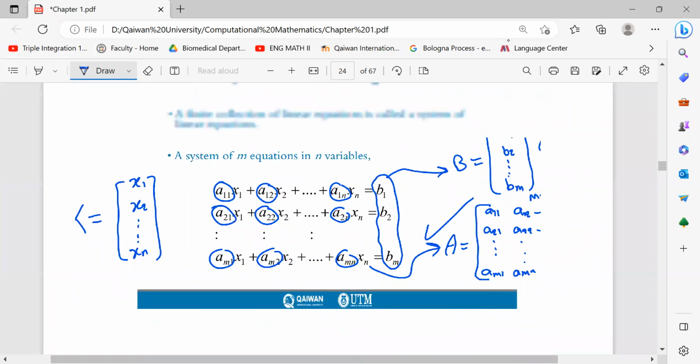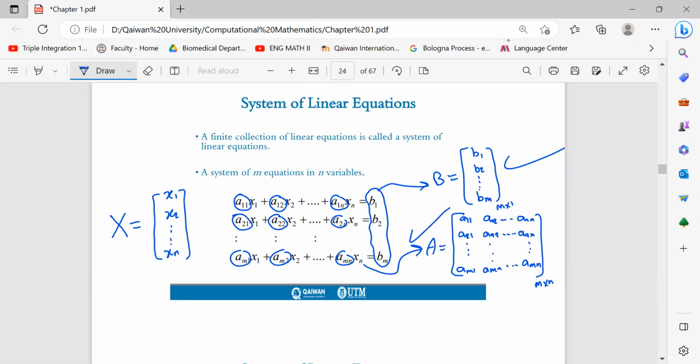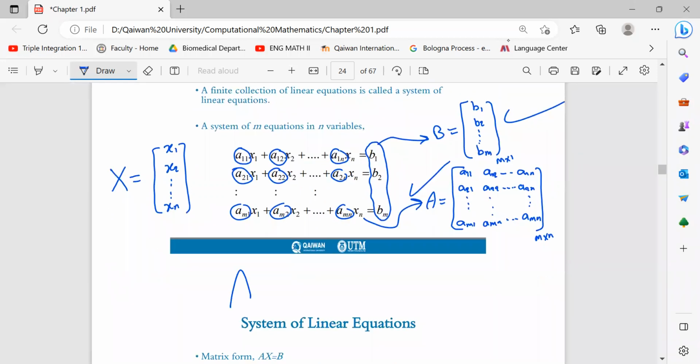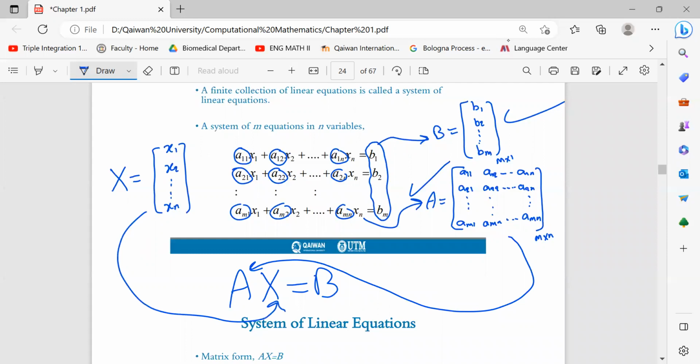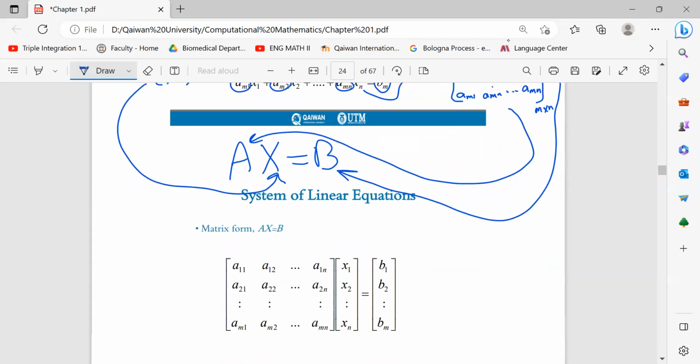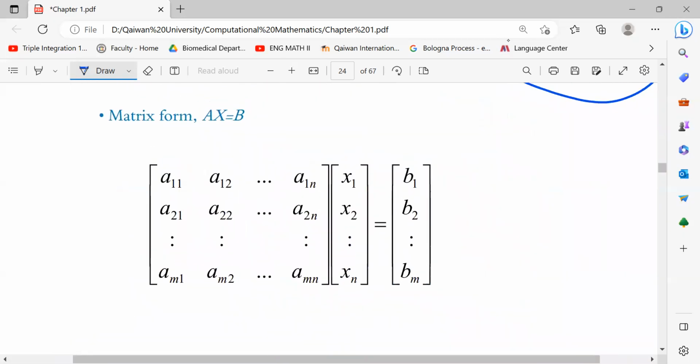Okay. Now, this system can be written as AX equals B. AX equals B. A here we replaced by this matrix, X is this matrix, and B is this one. We just put these three matrices here. As you see, that's it. This is matrix A, this is X, and this is B. Okay, we say AX is equal to B. This is the matrix form of the above system.